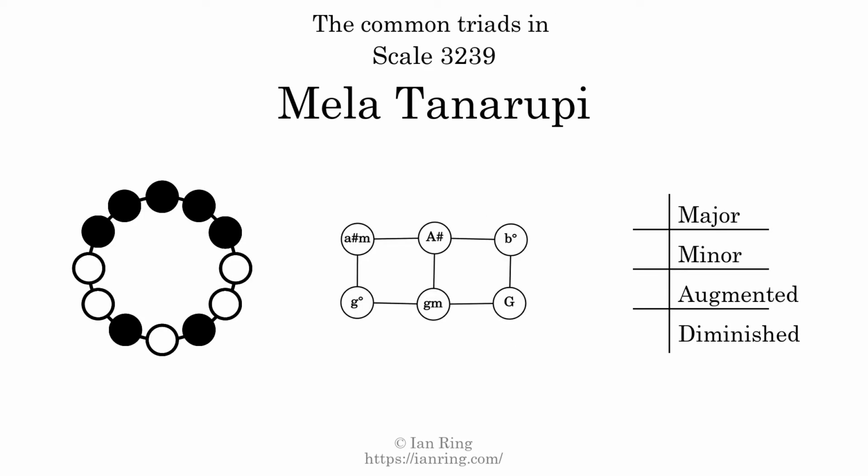Here are the common triads present in this scale. The diagram in the center is a graph of parsimonious voice leading between triads. There are 2 major triads. There are 2 minor triads. There are no augmented triads. There are 2 diminished triads. Here is a Hamiltonian path of parsimonious voice leading that uses all the triads.